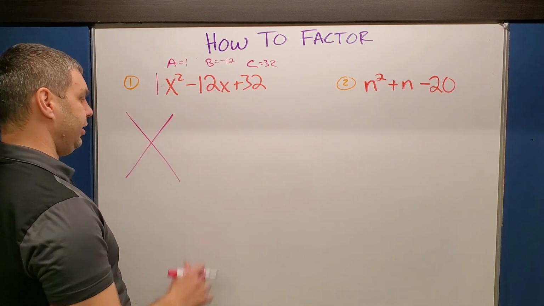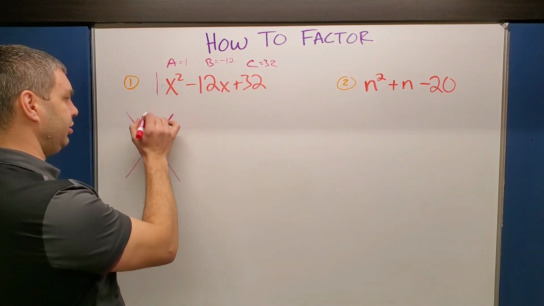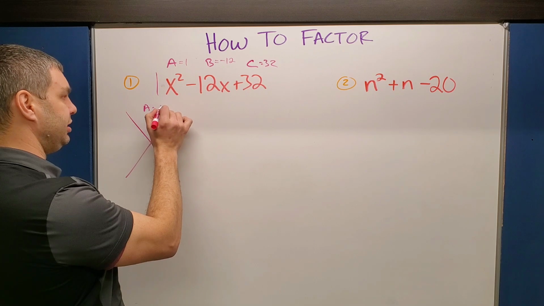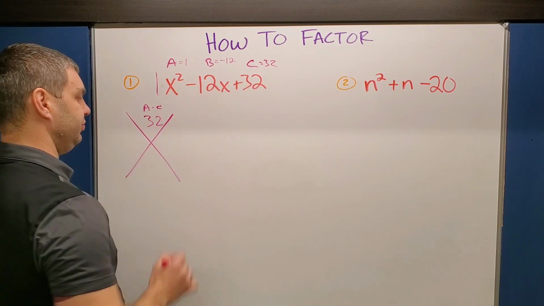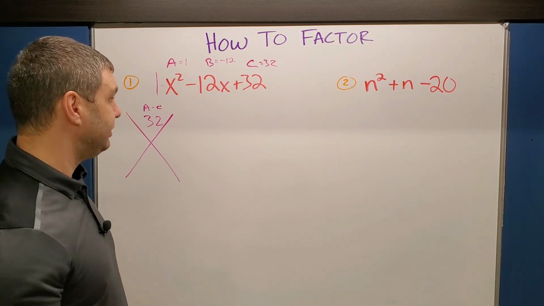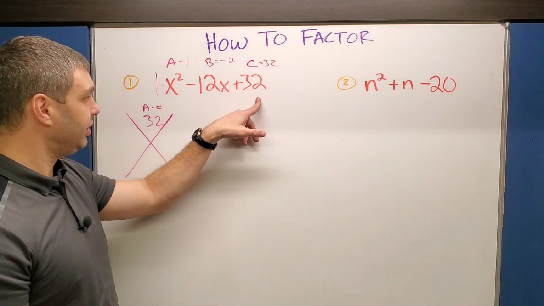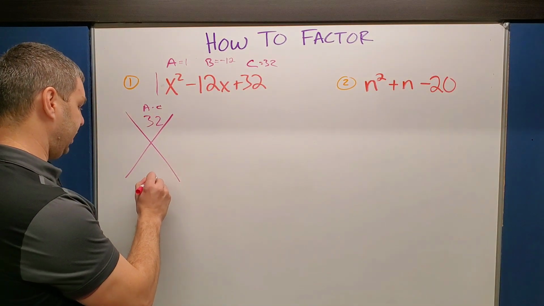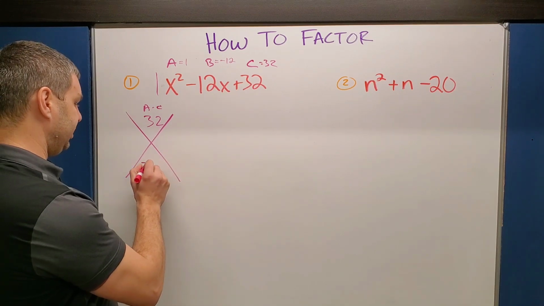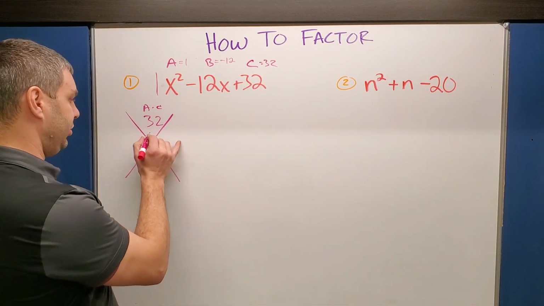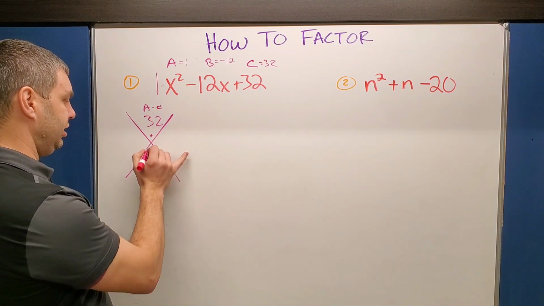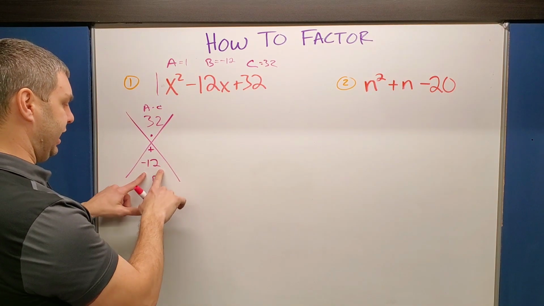So like that. Now, in this graphic organizer, on the top, we're going to put A times C. In this case, what is 1 times 32? Well, it's just going to be 32. And again, the ones are easy because 1 times anything is that number. The B, however, that's going to go on our bottom, B for bottom, and this gives us negative 12 down there. And I'm looking to find two numbers on the sides that multiply to be 32, and those same two numbers are also going to add to be negative 12.